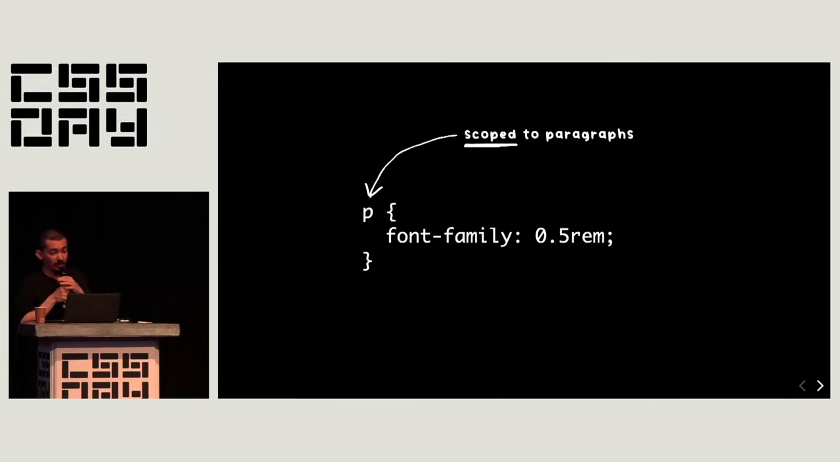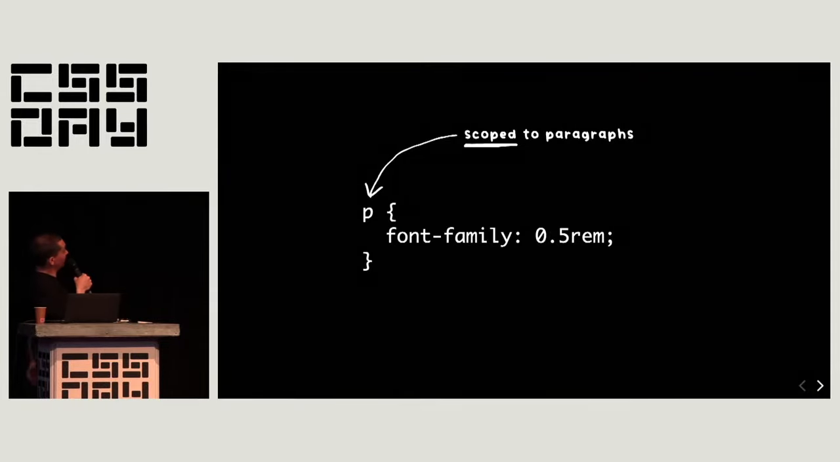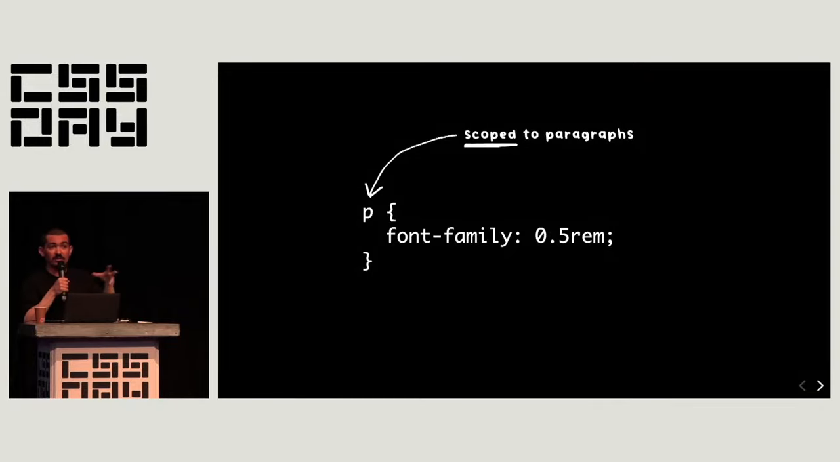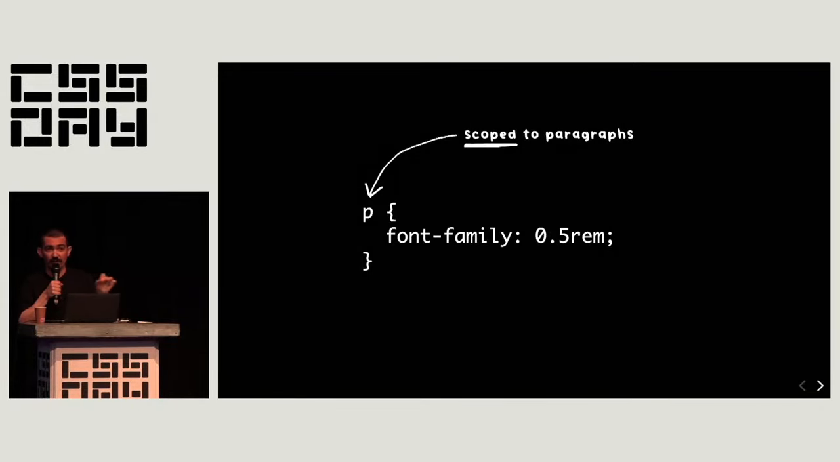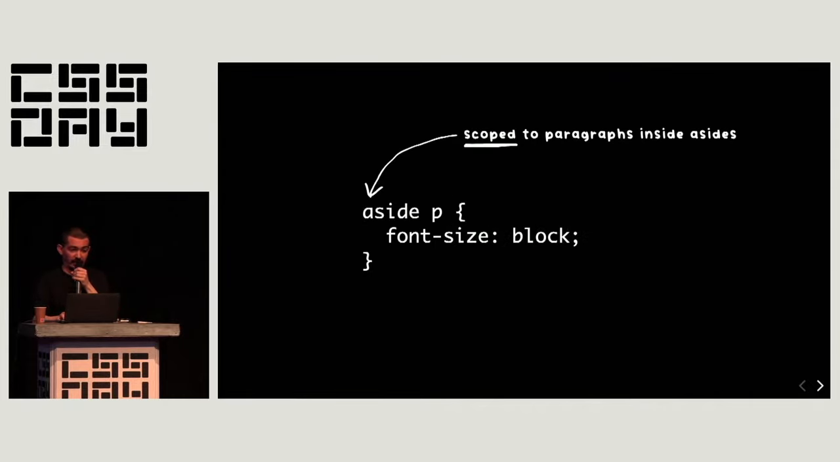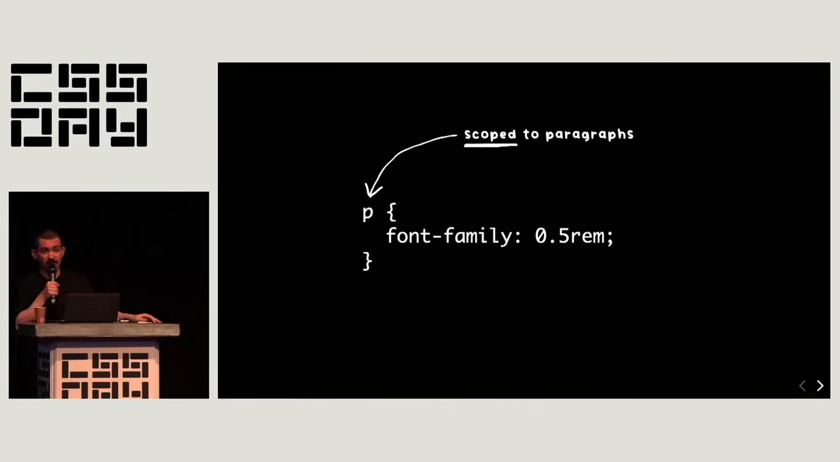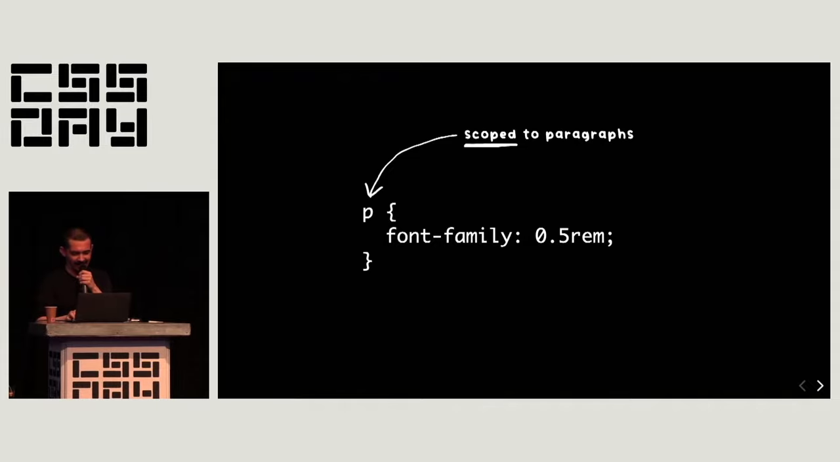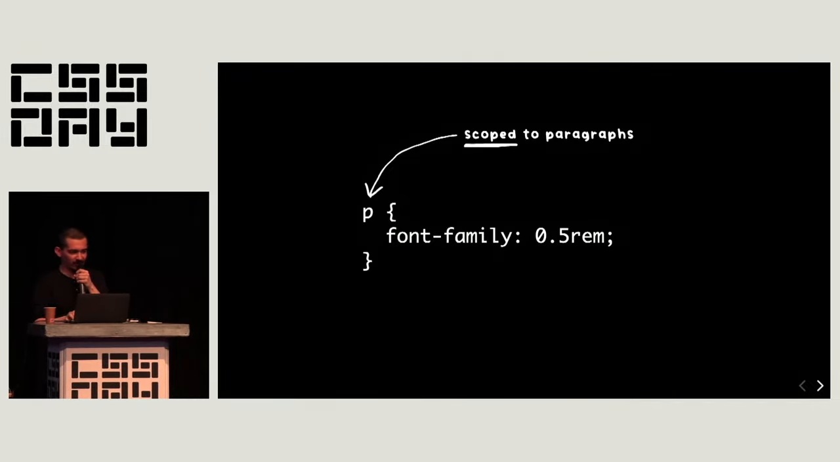So for example, this font family style here is scoped to paragraphs. It won't style other elements, it'll only style paragraphs. So paragraphs are its scope, if you like. And I should say, I spoke to a Google insider yesterday, this is supported in all major browsers, this particular syntax. So thank you everyone for your efforts to get that pushed through.